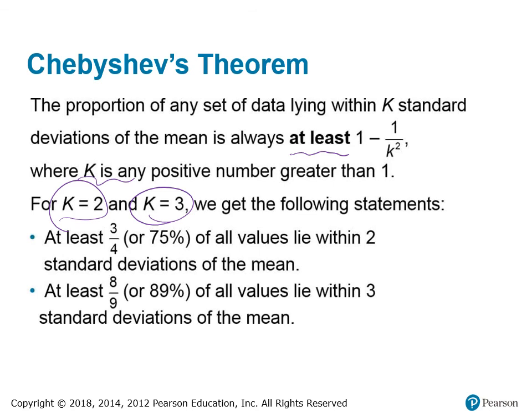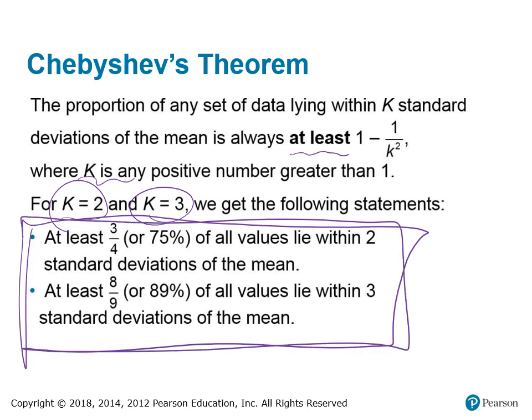So the important part of all this is really sitting right here. This is what you need to get out of Chebyshev's theorem. It says at least 75% of all your data values will be within 2 standard deviations, and at least 89% of all your data values will be within 3 standard deviations of the mean. Notice none of this says what distribution you need to talk about, and that's the key part about Chebyshev's theorem: there is no specific distribution here.